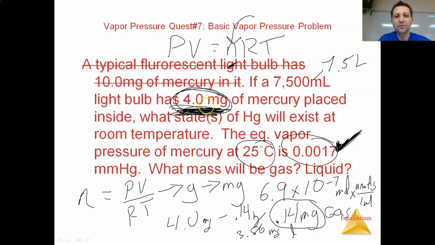If you did it the other way, you could have taken the 4 milligrams and converted that into pressure, and you would see that the 4 milligrams, if you converted that into pressure, would give you a way bigger vapor pressure than 0.0017. But you would still have to do this setup here because the question says what mass will be gas and what will be liquid. You still have to figure out, once you did that, you're like, oh my gosh, well, not all of the 4 milligrams could evaporate and create this vapor pressure. So I'm going to have to do this anyway to figure out how much will create that vapor pressure. So work smarter, not harder here, and you could get through it relatively quickly.